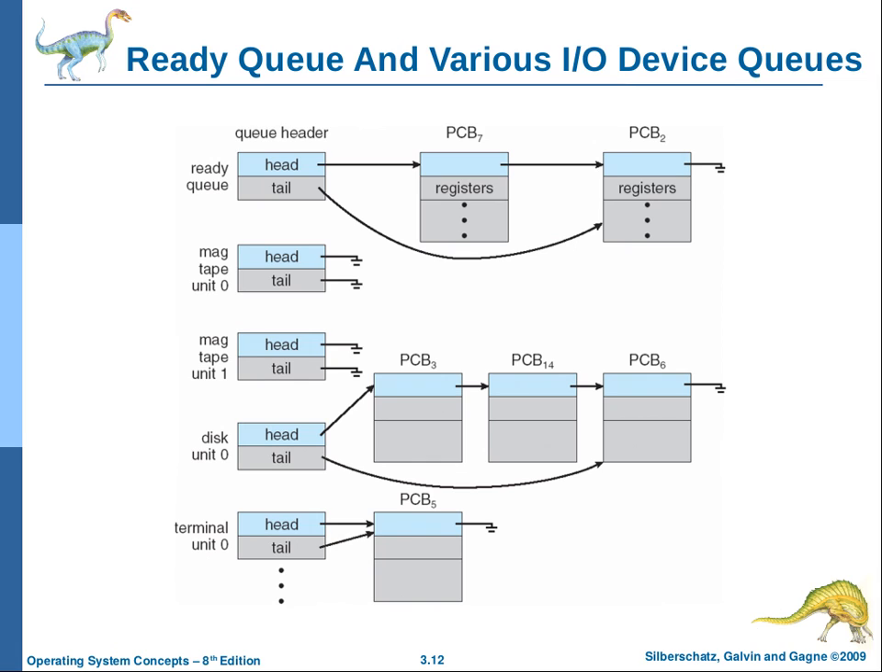And then you have terminal unit. That's if you're using a terminal, aka serial connection. Why are head and tail pointing to the same? Because that linked list has an element of 1, in which case the head and the tail are the same.